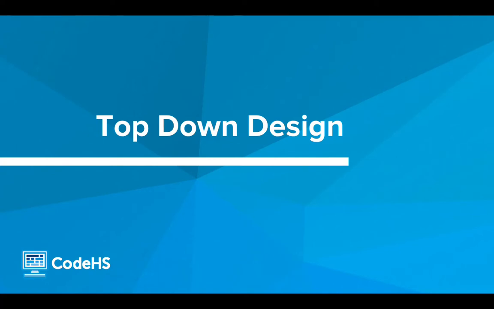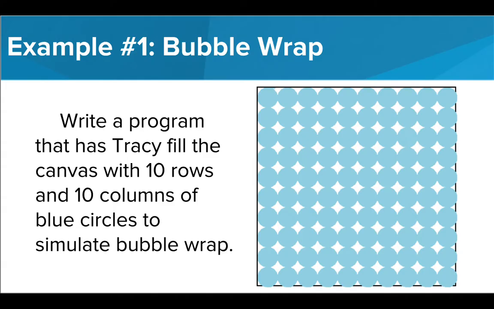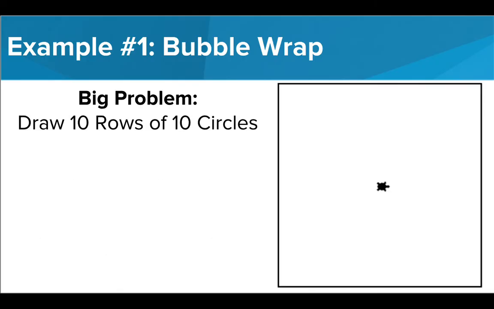Let's see how top-down design can help us solve a complicated coding problem. In this example, we are asked to write a program that will fill our canvas with 10 rows and 10 columns of light blue circles. This may seem like an overwhelming challenge, but we can use top-down design to break it into smaller, more manageable parts. The first thing we want to do is break this big problem up into smaller pieces.